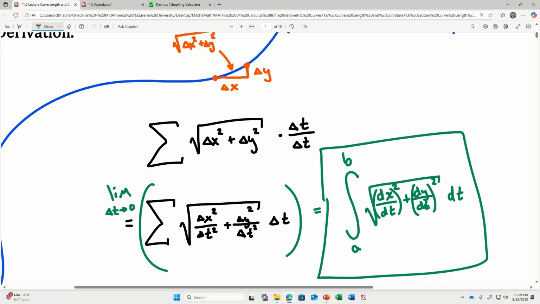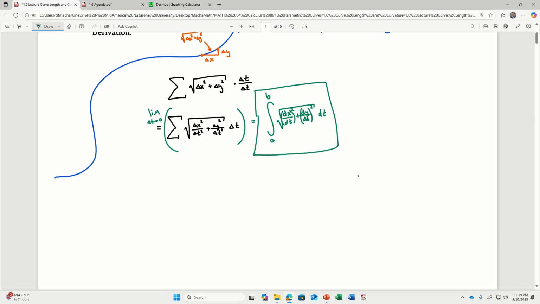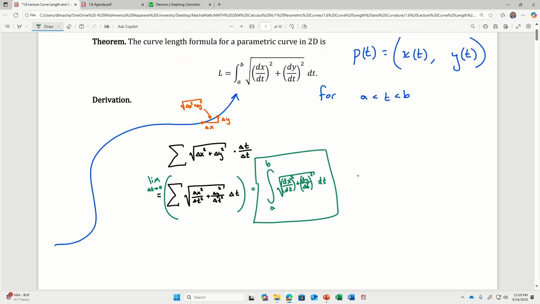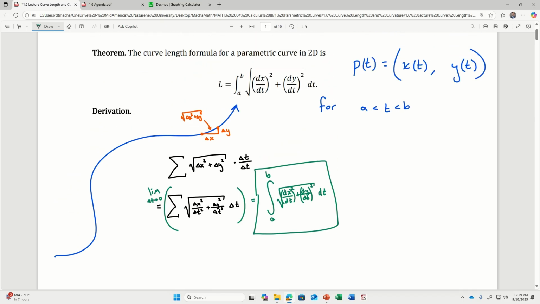And that's it. That's how we derive this formula. If you were wondering where the formula comes from, that's the full story. Questions about that? Makes sense?